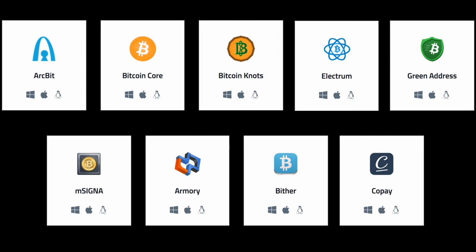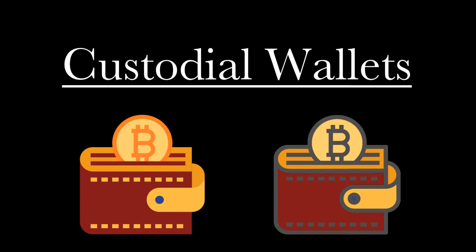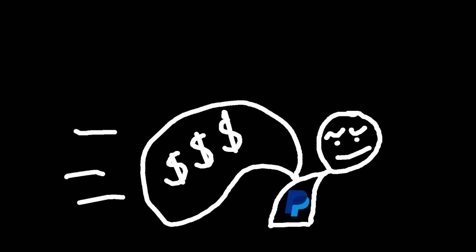Alright, so to start with, the simplest type of wallet is a custodial wallet, sometimes also called an online wallet. This is a wallet which you don't actually control the private keys for. Using one means that you don't have real control over your Bitcoin. Instead, you're trusting some third party to care for your coins. In effect, this is pretty similar to using PayPal and trusting them not to make off with your money.